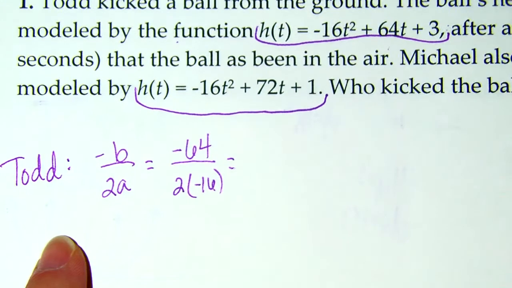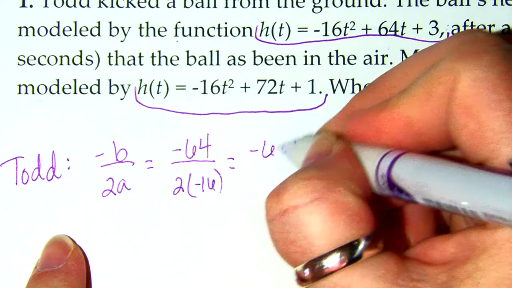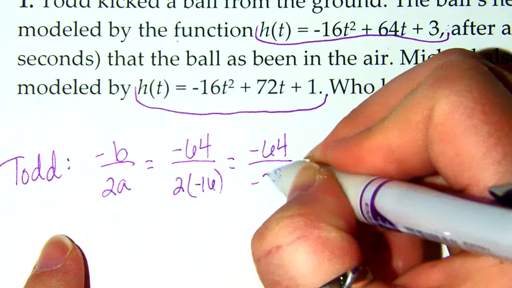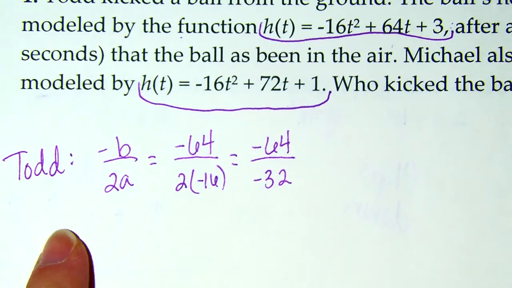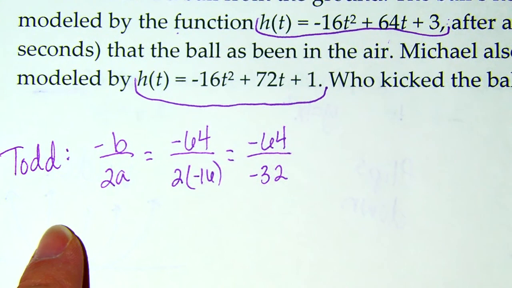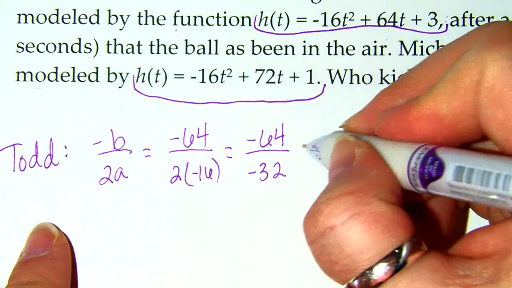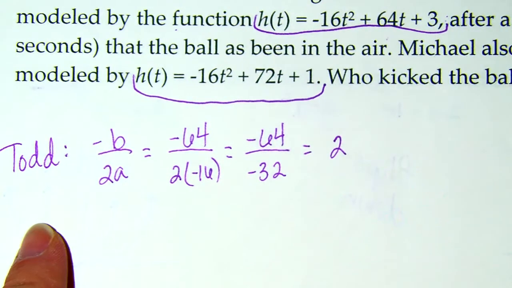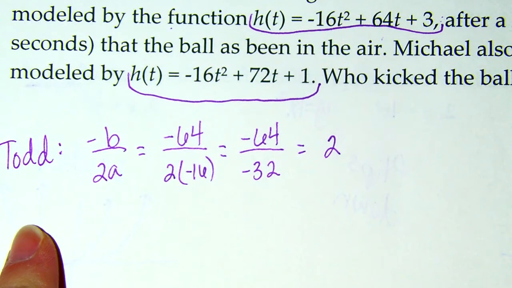Okay, so on the top, we're just going to leave that the same. On the bottom, you need to multiply that. And then divide. What's negative 64 divided by negative 32? Positive 2. So what do you think we just found? 2 what? Any idea?